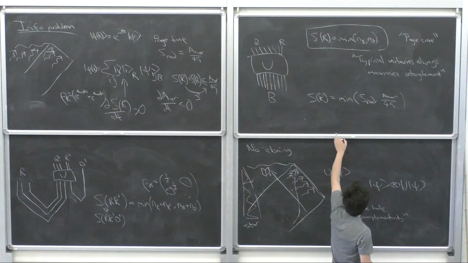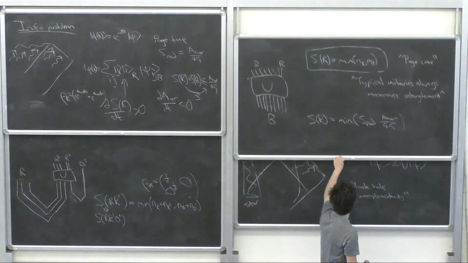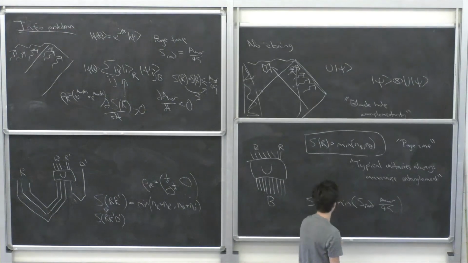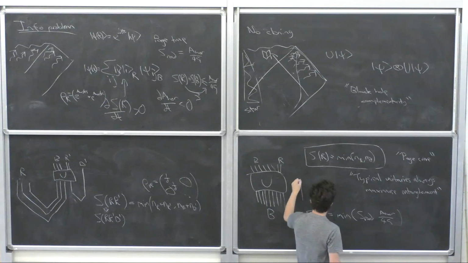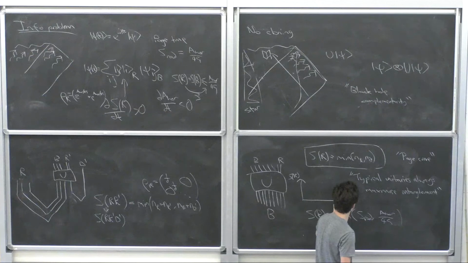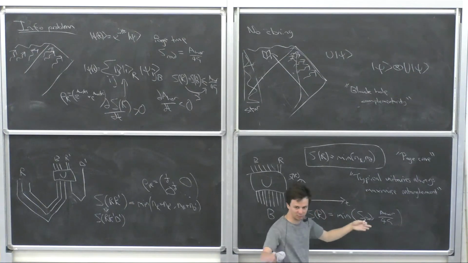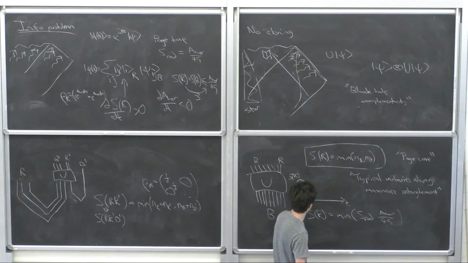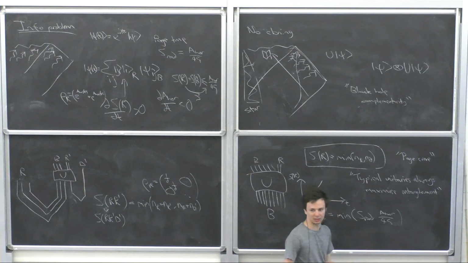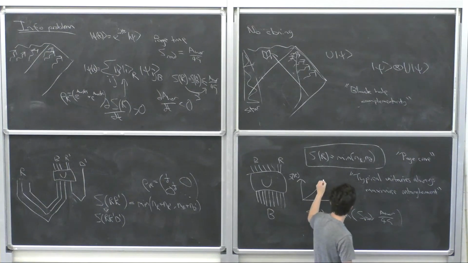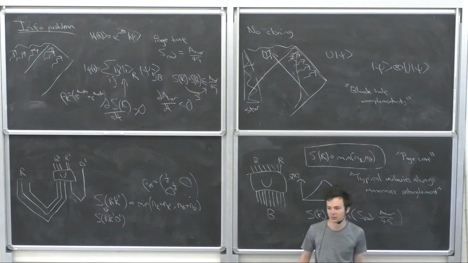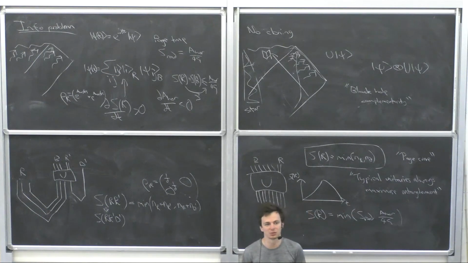So S_rad is given by this formula. I didn't do a plot, but maybe I should have, with time. So we plot S_rad with evaporation. Initially, S_rad is monotonically increasing with time. It goes up something like this. And then at some point, it becomes bigger than the horizon area over 4G. And then it goes down until eventually it goes to 0. So as a function of time, that's what the Page curve looks like.